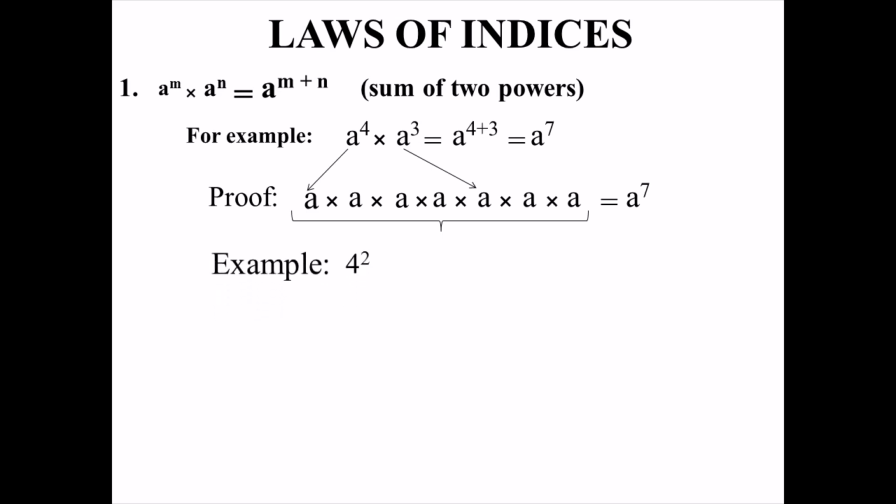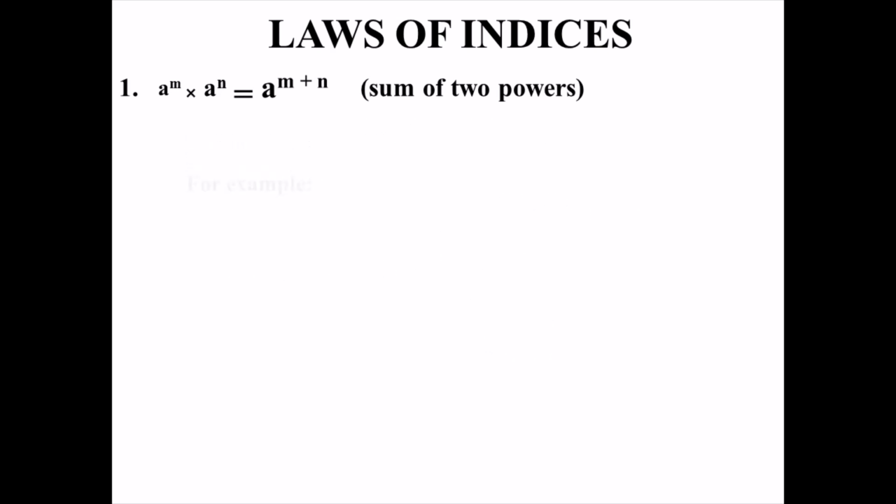For example, if you have 4 squared or 4 raised to the power of 2, multiplied by 4 raised to the power of 3, this translates to 4 raised to the power of 2 plus 3, which translates to 4 raised to 5, and 4 raised to 5 translates to 1024.